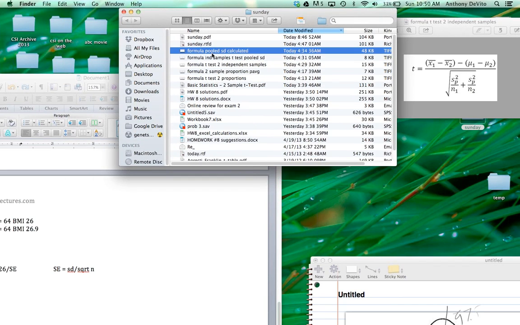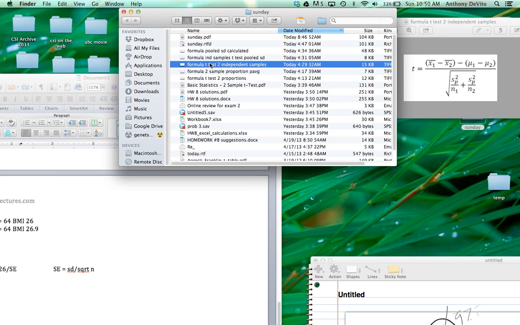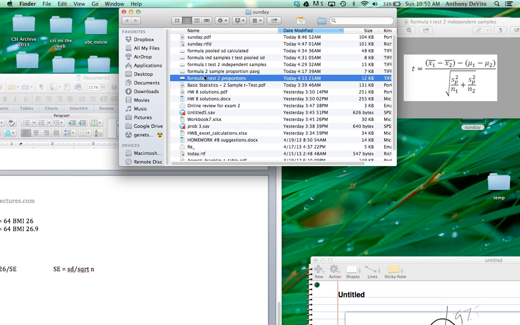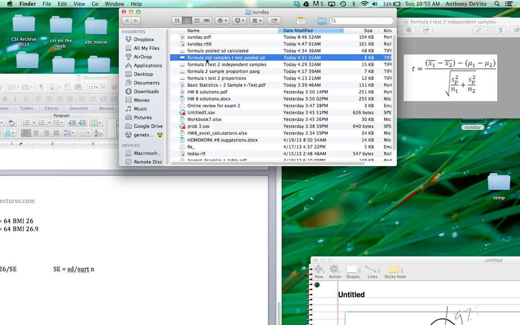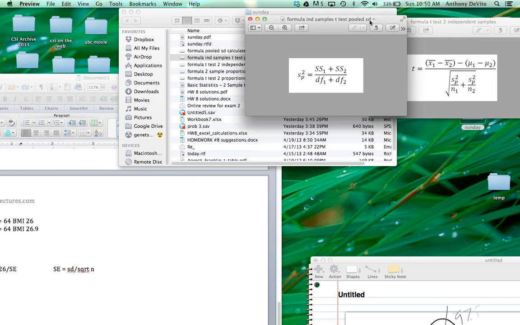Now, is it likely you're going to be doing this kind of stuff on the exam? I don't think very likely, because this is so time consuming, right? Especially if you don't have SPSS and Excel in front of you. Formula, independent samples, t-test, pooled standard deviation. Here's the formula for the pooled standard deviation.